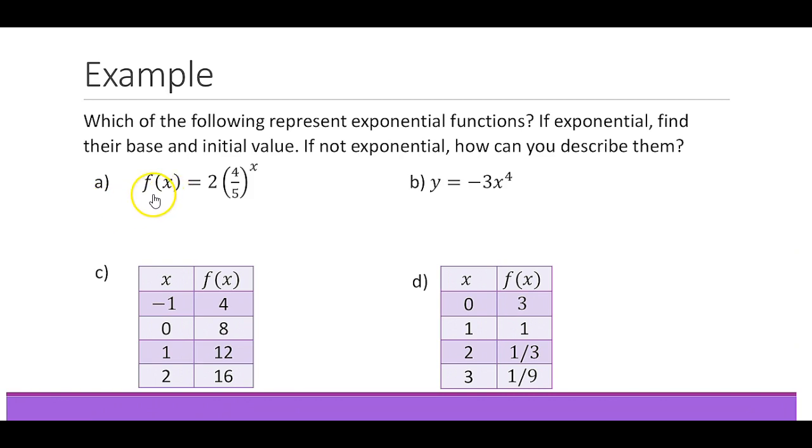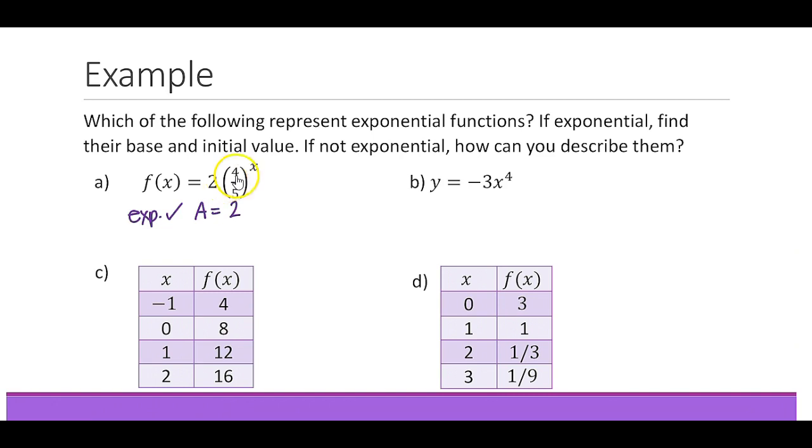Part A, we have f of x equals 2 times the quantity 4/5 to the power of x. So this is exponential. I have real numbers for the value of a and the value of b, and b is positive. So we do have an exponential function. So I'll go ahead and put exponential, check. The initial value, a, is positive 2. So the 2 that's in the front here, that's my initial value.